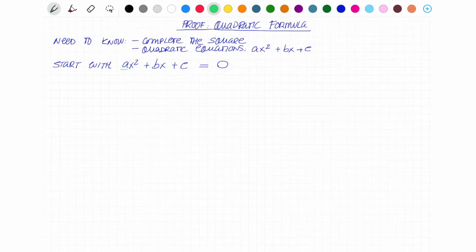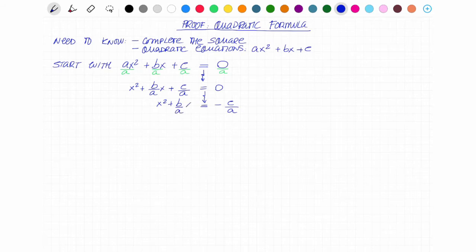The first step, I want to leave the x squared with a coefficient of 1. So I'm going to divide everything by a. And of course, it's going to happen here as well. Not that it's going to change the 0. So from there, we're going to leave an x squared here, and everything else is going to be divided by a.